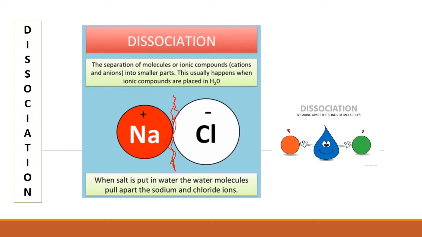So what is dissociation? There is a separation of molecules or ionic compounds, the cation or anion, into smaller parts. This usually happens when ionic compounds are placed in water. Okay, so compounds with charges can be separated through dissociation when they are placed in water. Okay, remember that water is a polar molecule that has a positive and a negative end. This is also amphoteric, so it can be an acid or a base.